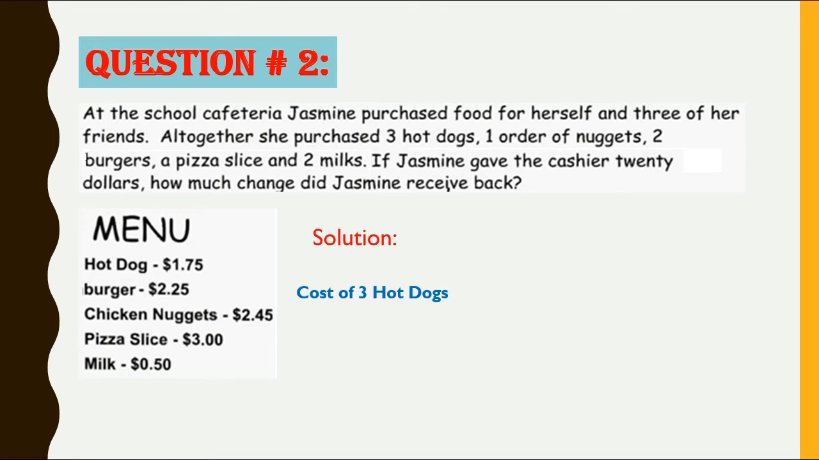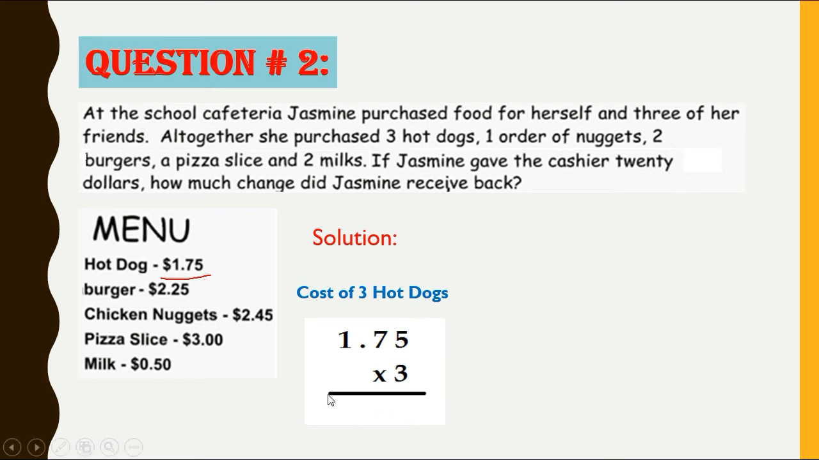First of all, we will find the cost of 3 hot dogs. So we know that the cost of 1 hot dog is 1.75. So we have to find the cost of 3 hot dogs. In order to do this, first of all, we will multiply. So 1.75 multiplied by 3.